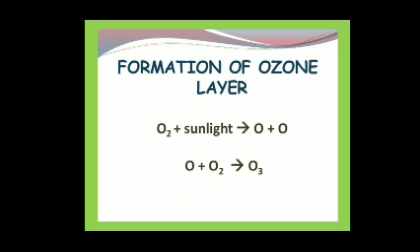Formation of ozone. How does it form? When oxygen is present in the atmosphere, it interacts with sunlight, then forms oxygen plus oxygen. This single oxygen atom is called nascent oxygen. This nascent oxygen is an unstable atom. This unstable atom interacts with an oxygen molecule, then forms a stable molecule of O3 called ozone. This is the formation of ozone from oxygen.